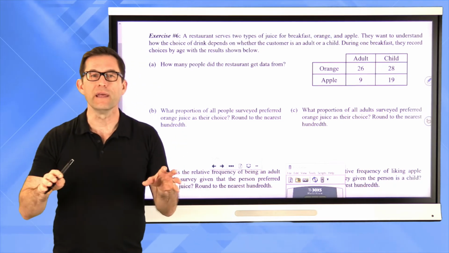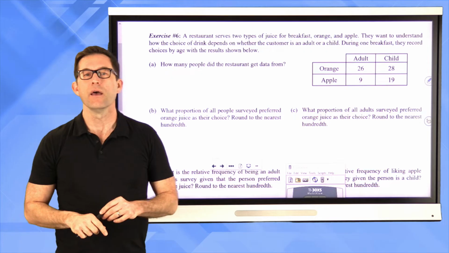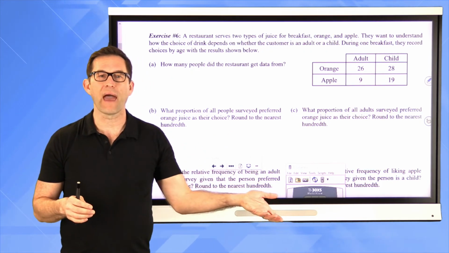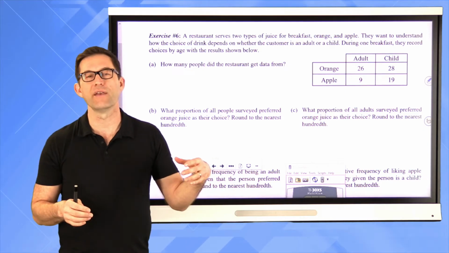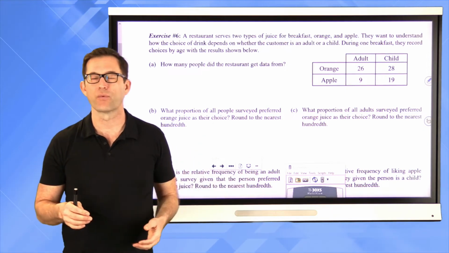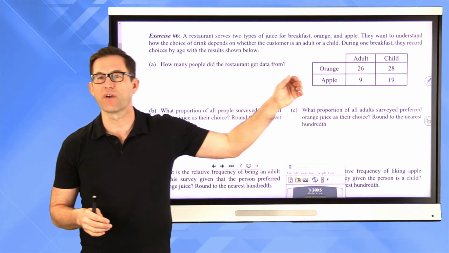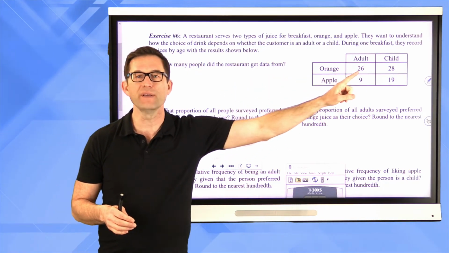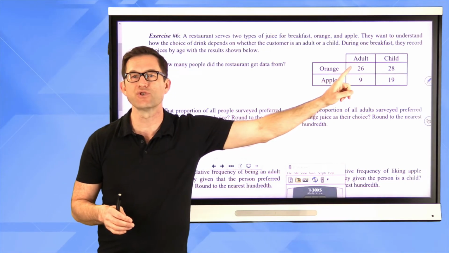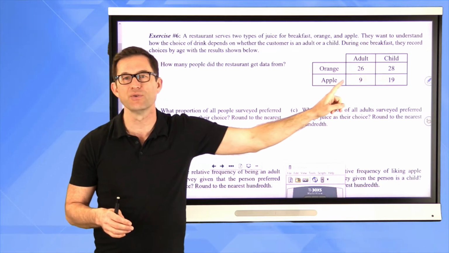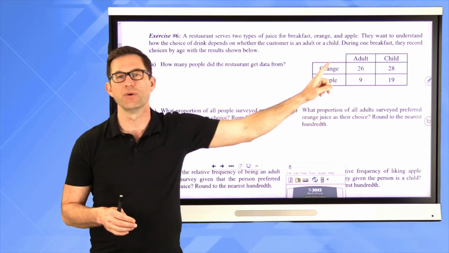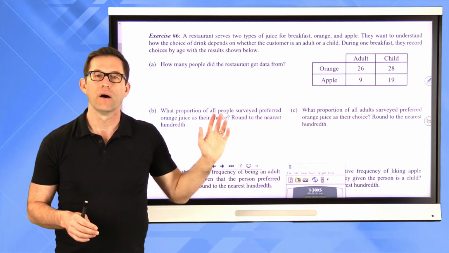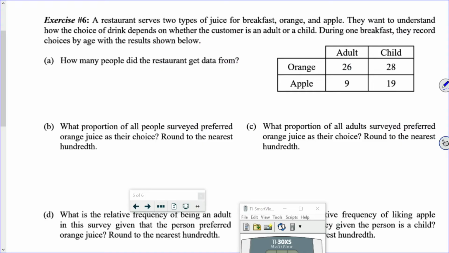We're going to really get into this a lot more in the next lesson, but the idea here is that we're really trying to understand, does falling into one category mean that you're more likely to then fall into another category or not? So here we've got adults and children that were eating breakfast, and we know that there were 26 adults that chose orange juice, and 9 adults that chose apple juice. 28 children chose orange juice, and 19 children chose apple juice. All right, let's take a look at letter A.